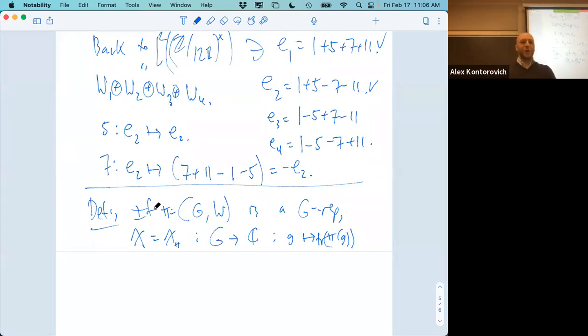Okay, so let's work out the characters of these sub-representations. This is going to be boring because you'll see the action on E2. What happens on E2? The identity element obviously fixes everybody. 5 takes E2 to E2, 7 takes E2 to negative E2, 11 has to take E2 to negative E2. So let's just do it for one. What is chi of W2 above?